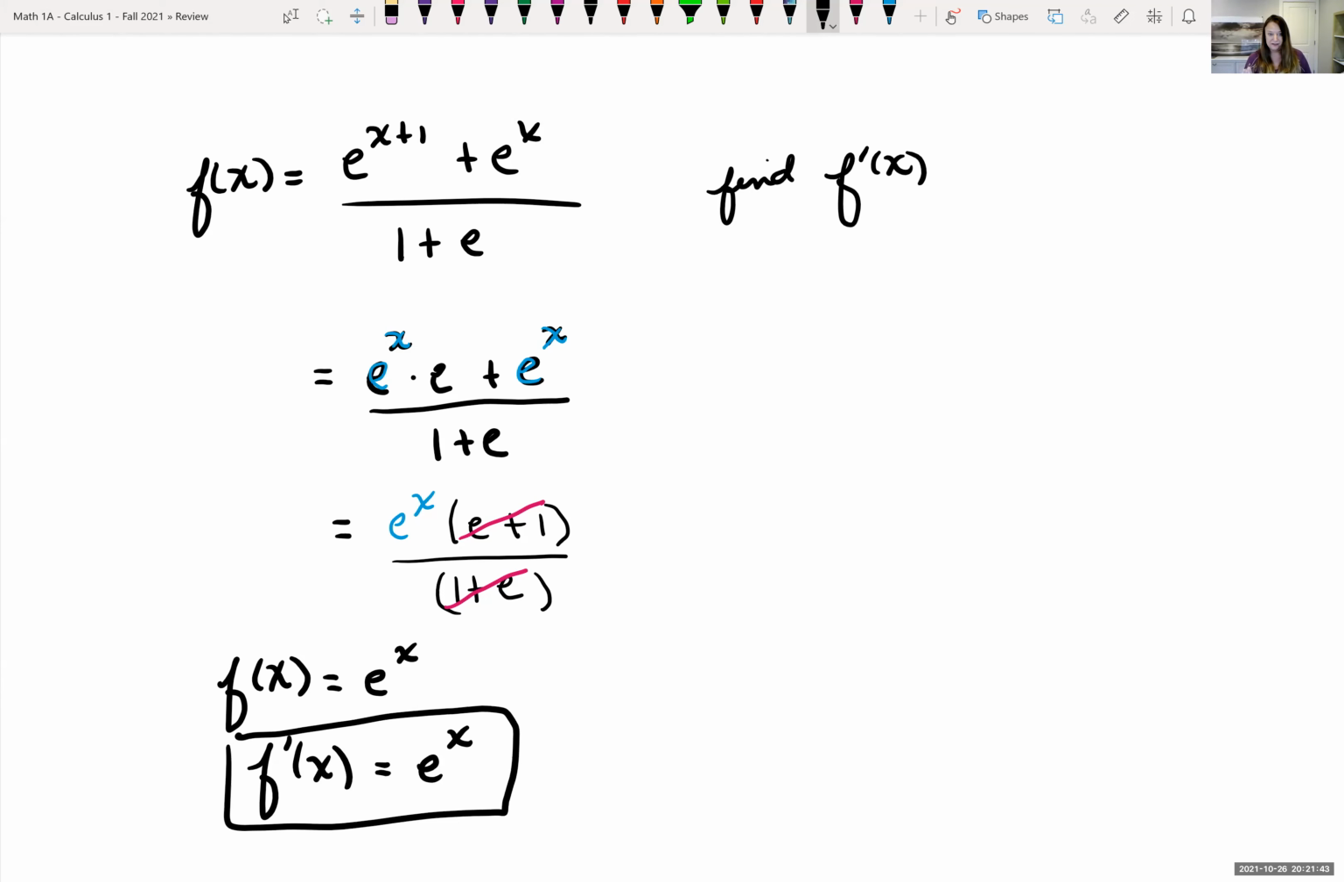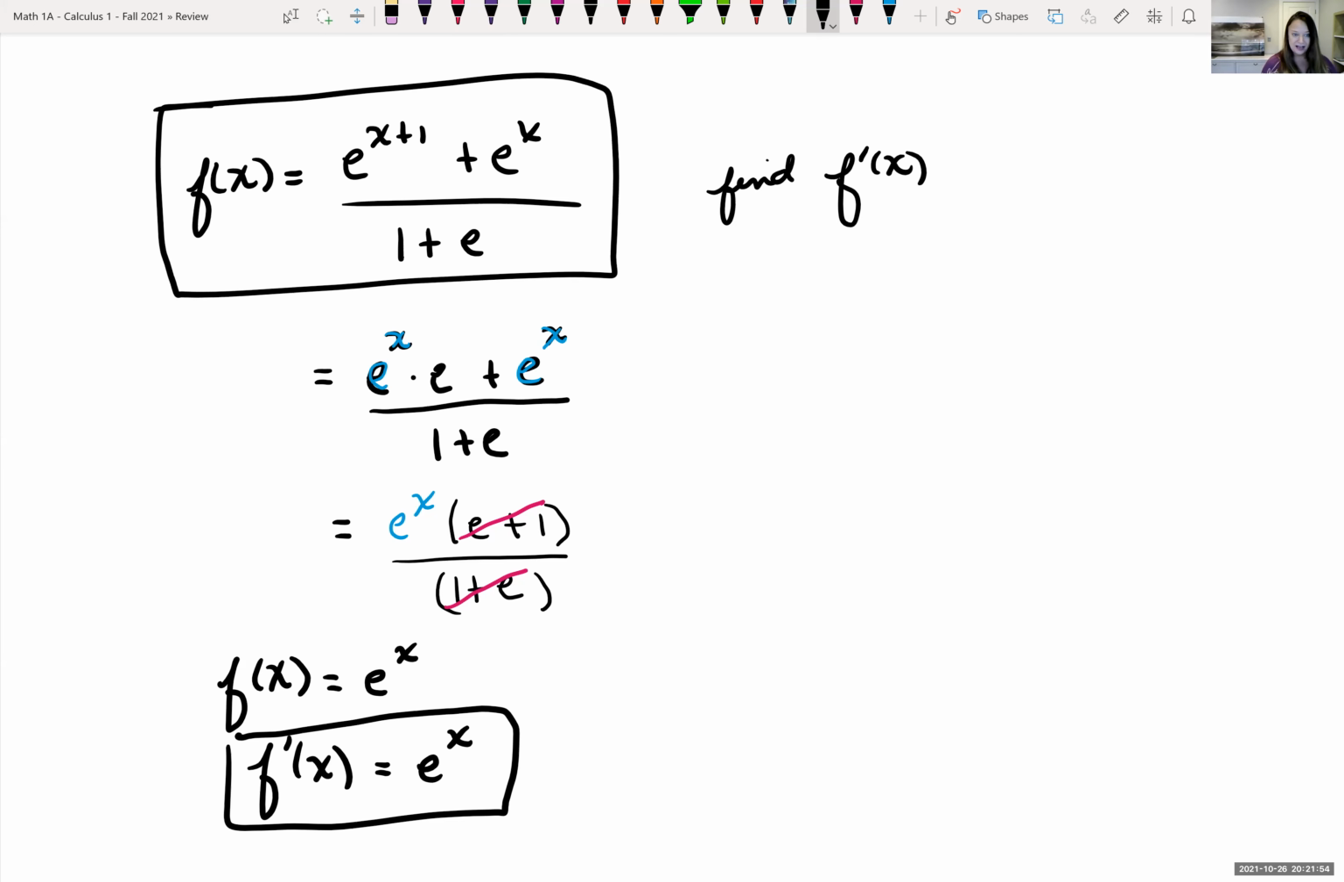When I had shown it on the video and did it, we ended up getting back the exact same thing that we had started with, which again, if I had noticed and then factored out that e to the x, we would have gotten back e to the x.